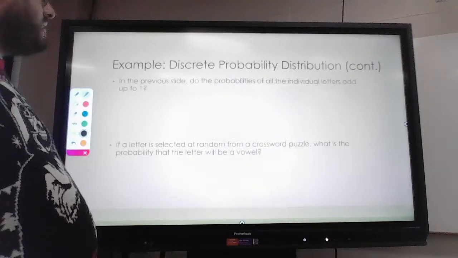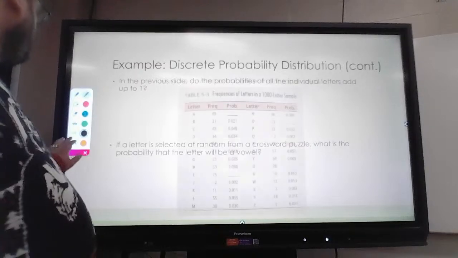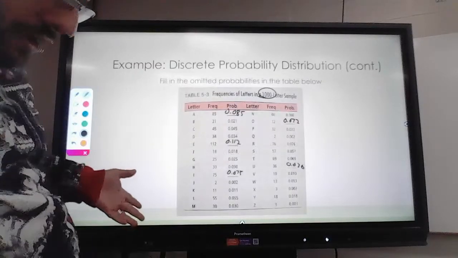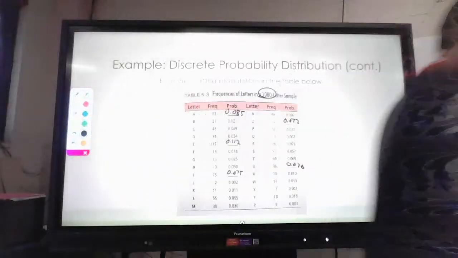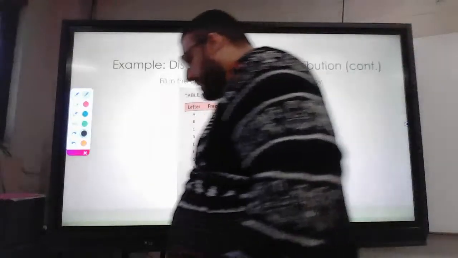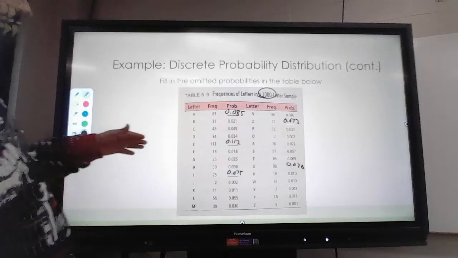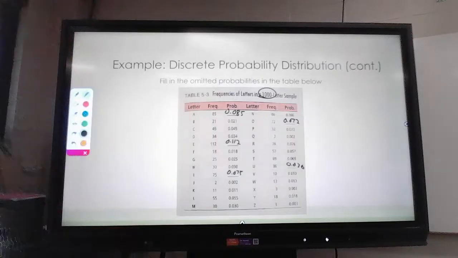Now, in the previous slide, do the probabilities of all individual letters add up to 1? Well, that's how we're going to know if we have a probability distribution, because we have every potential value of the variable that we're measuring. There are only 26 letters of the alphabet. So if you wanted to be more technical, you could assign a numerical value from 1 to 26 for all these letters.